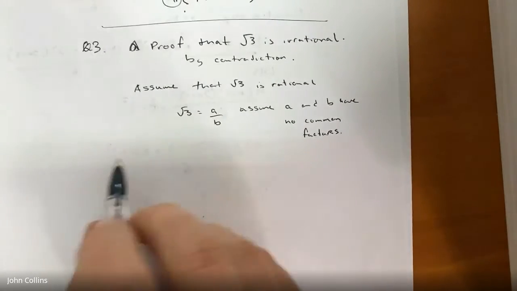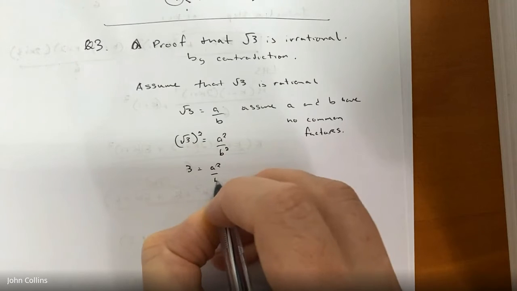What do you do next, Sean? Then I squared both sides, said 3 is equal to a squared over b squared. Okay. Then multiplied out by b squared, said a squared equals 3b squared.